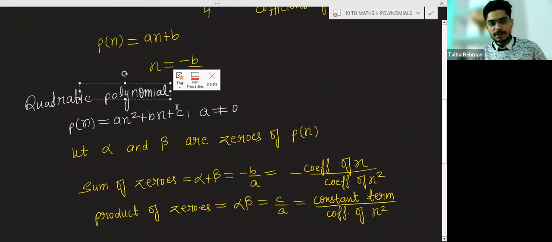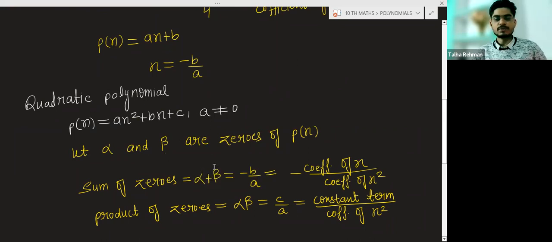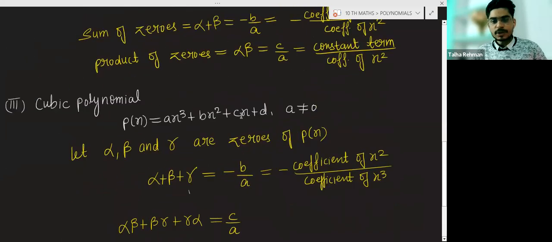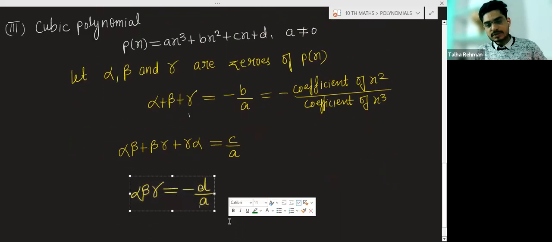In case of the quadratic polynomial, suppose alpha and beta are the zeros of this polynomial, sum of the zeros is equal to -b/a, product of the zeros is c/a. Sum of the zeros -b/a, product of the zeros c/a. Cubic polynomial, suppose a cubic polynomial. For cubic polynomial, at most there can be 3 zeros. So sum of the zeros is this, product of the zeros is this, and alpha beta plus beta gamma plus gamma alpha is equal to c/a.